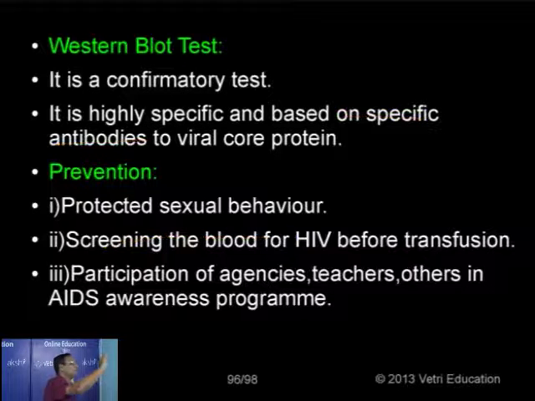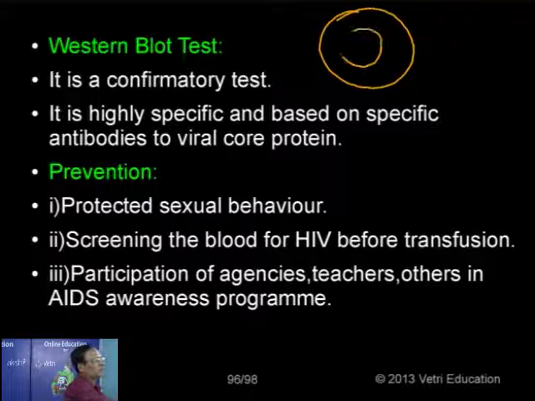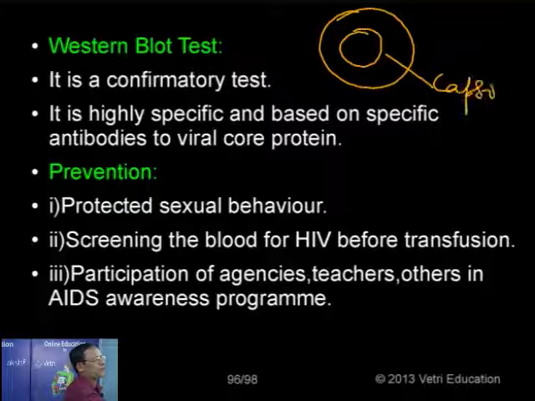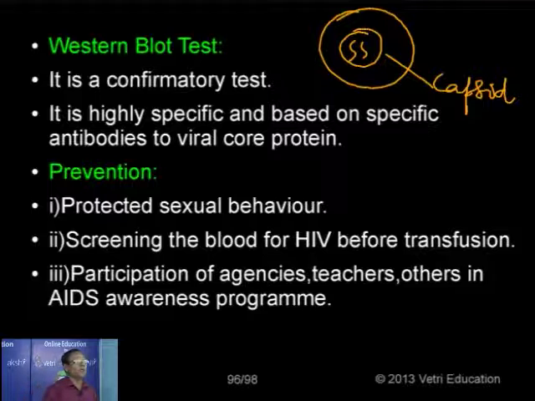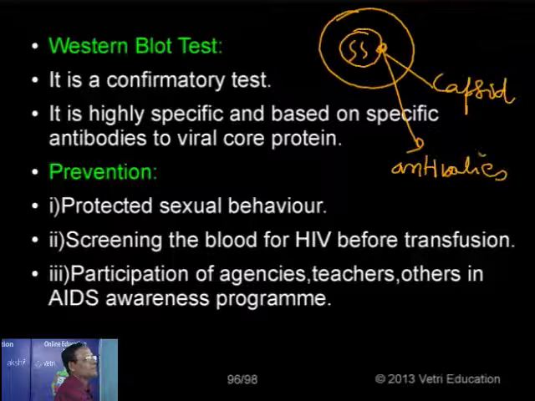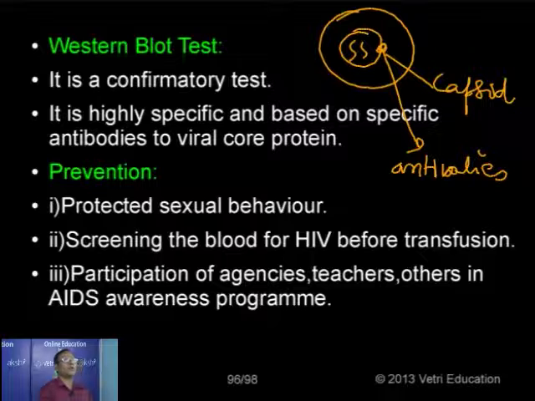This test is a confirmatory test, and it is highly specific because the reaction in this test is shown only by the AIDS virus. It is not shown by any other virus. I mentioned already we have the protein envelope. This is the capsid coat. The capsid contains inside two single-stranded RNAs, and this capsid protein is present only in the AIDS virus. That protein stimulates the production of antibodies in the suspected person's blood. So these antibodies are produced only by that protein, and that protein is found only in the AIDS virus.